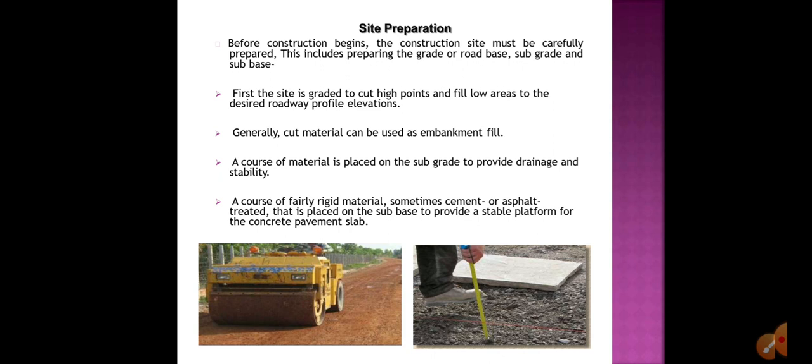In the first step, the site is graded to cut the high points and fill the low points. Like if it is undulated, make it a level profile. Generally cut material can be used as an embankment filling, if your terrain makes that possible. Next, a course of material is placed on the subgrade to provide drainage and stability, and a course of fairly rigid material, sometimes cement or asphalt treated, is placed on the subbase to provide a stable platform for the concrete pavement slabs.